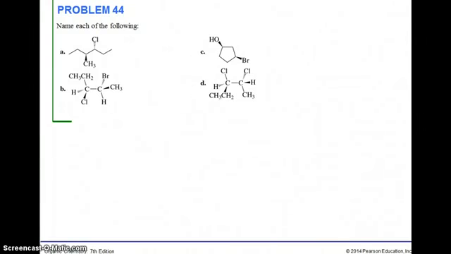Problem 44, Chapter 4. Name each of the following. Well, for A, the first thing I'm going to do is name it as if I don't know where my stereocenters are. And this would be named 3-chloro-4-methylhexane. Because I have a 6-carbon chain, that's my longest chain.